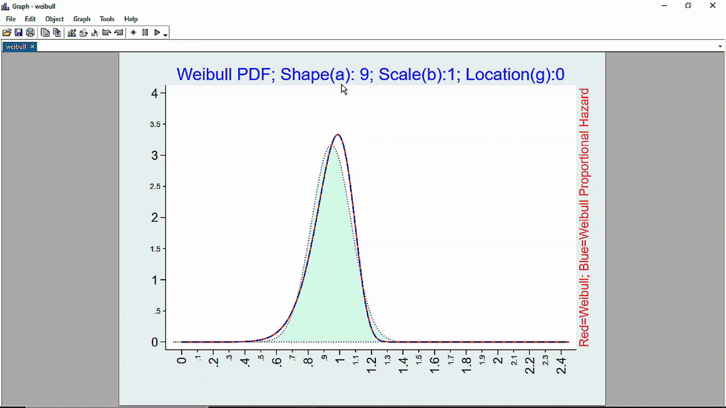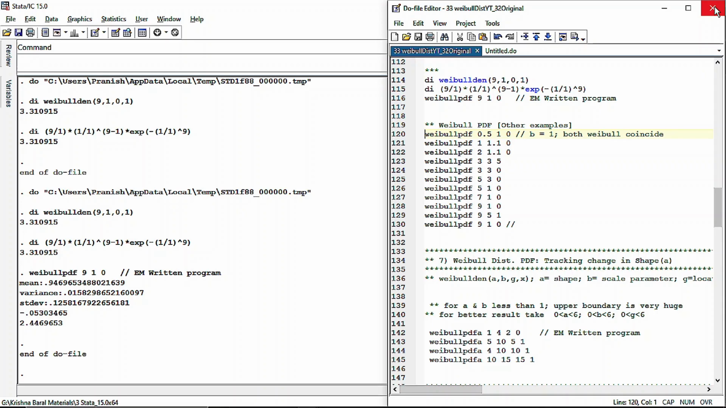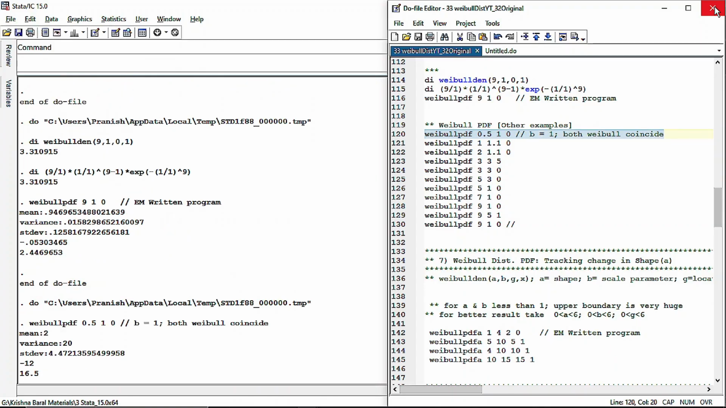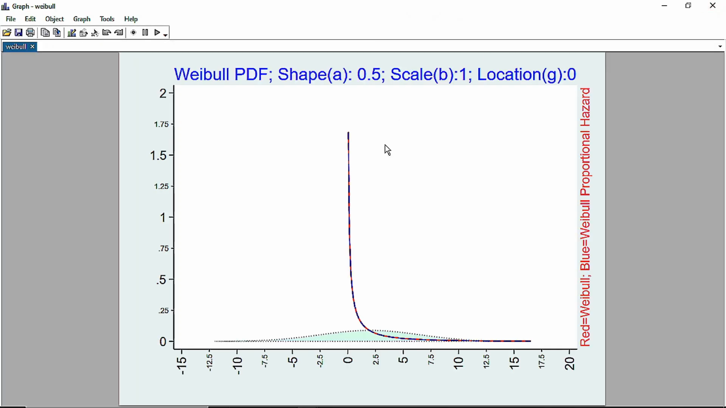And when shape parameter a is equal to 9 and scale parameter b is equal to 1, we see that the Weibull distribution and the Weibull proportional hazard distribution are converging. And in the backdrop we have a normal distribution with the mean and variance equal to the mean and variance of the Weibull distribution. So the PDF of the Weibull distribution, when our shape parameter is 0.5, scale parameter is 1, and location parameter is 0, we get this kind of PDF graph.